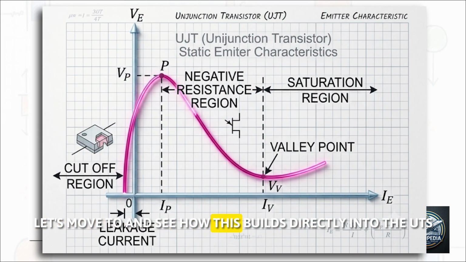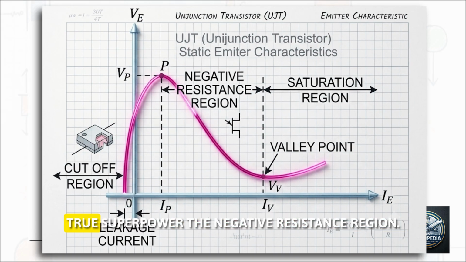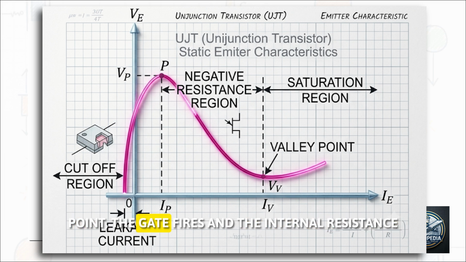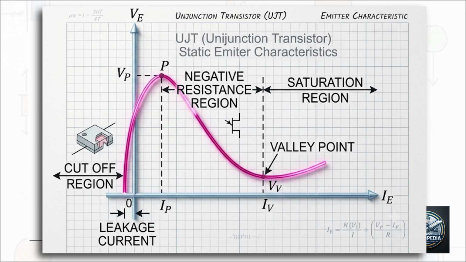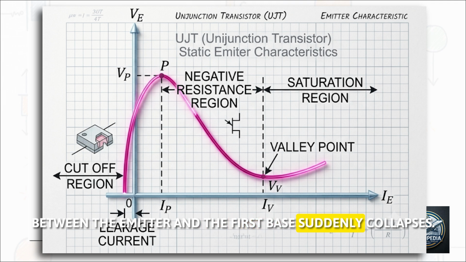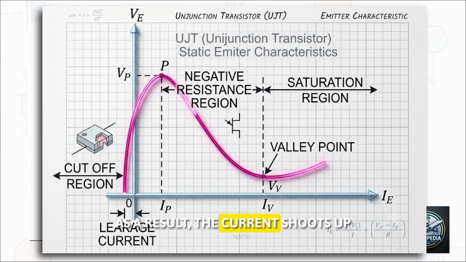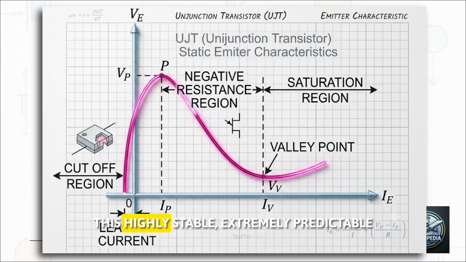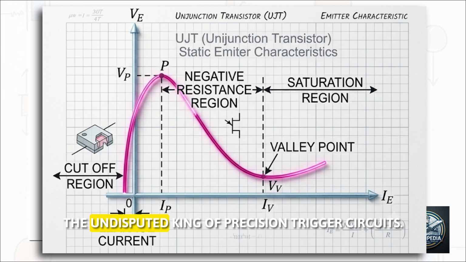Let's see how this builds directly into the UJT's true superpower, the negative resistance region. When the emitter voltage hits that critical peak point, the UJT fires, and the internal resistance between the emitter and the first base suddenly collapses. As a result, the current shoots up while the voltage actually drops down to a valley point. This highly stable, extremely predictable collapse in resistance makes the UJT the undisputed king of precision trigger circuits.